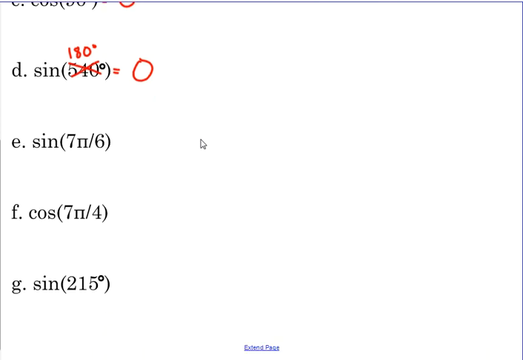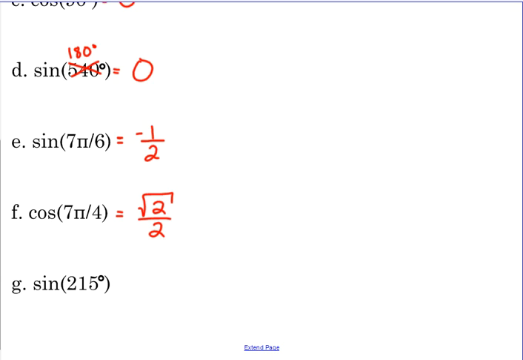All right, the sine of 7 pi over 6. What's that answer? Negative 1/2. Okay, negative 1/2. Find 7 pi over 6 on your unit circle and you pick the y coordinate. Okay, cosine of 7 pi over 4. What is it? Square root of 2 over 2.